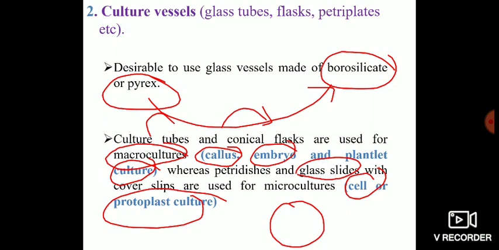Now, the second one is culture vessels. In culture vessels, we have glass tubes, flasks, petri plates, and many other things. It is quite desirable to use glass vessels made of borosilicate or pyrex because these substances are not heat labile, and they do not easily burst on heating. The culture tubes and conical flasks are used for carrying the macro culture.